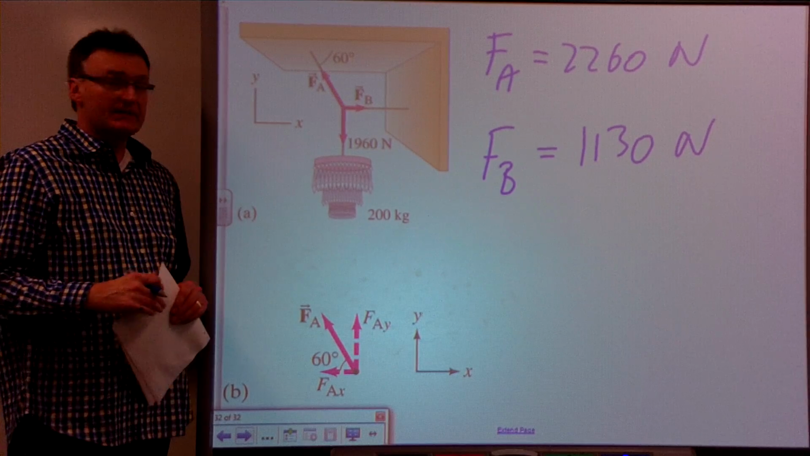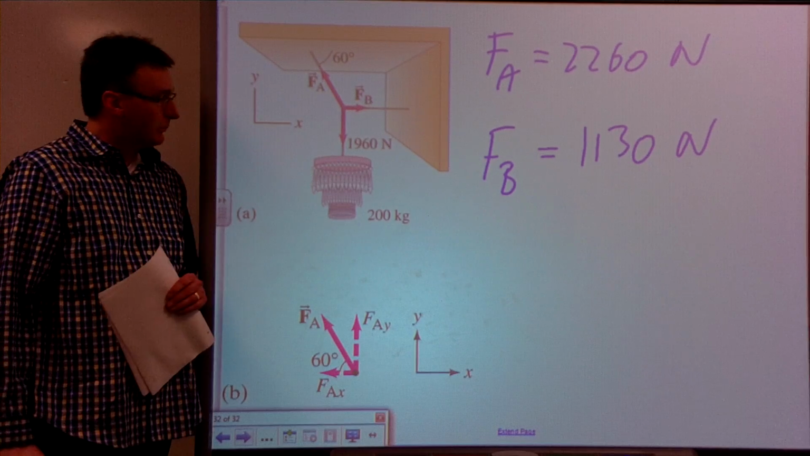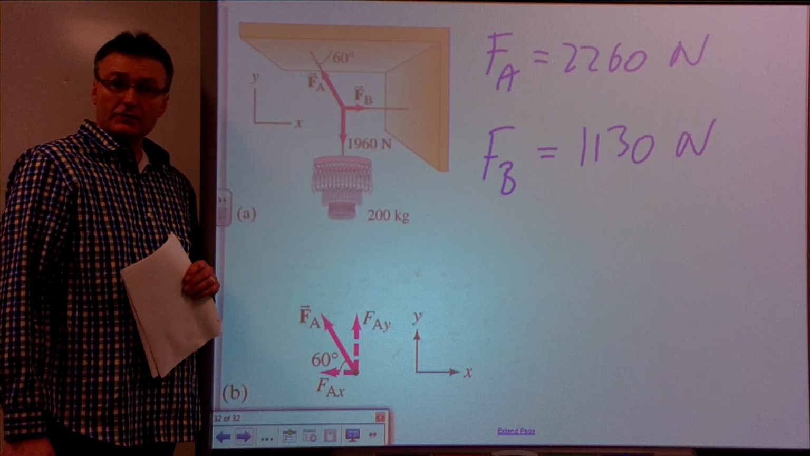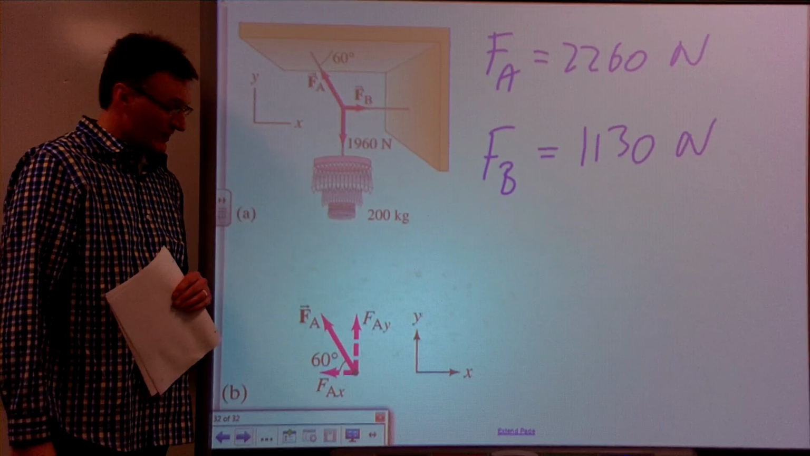And as I said, we will be dealing with more problems like this with static equilibrium in the future. We just wanted to introduce the concept at this time.